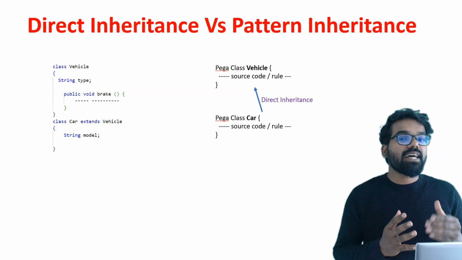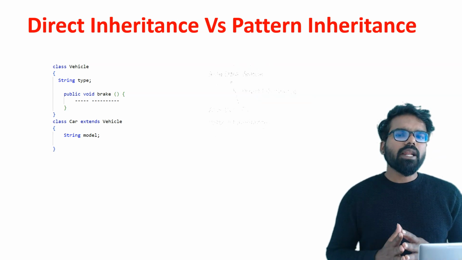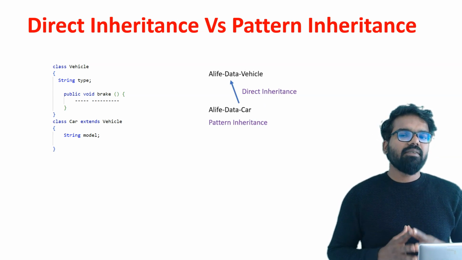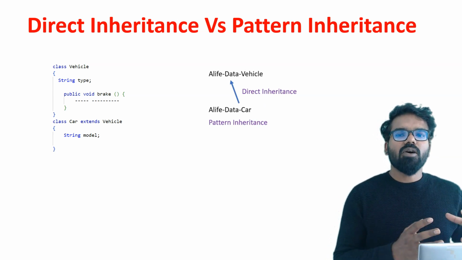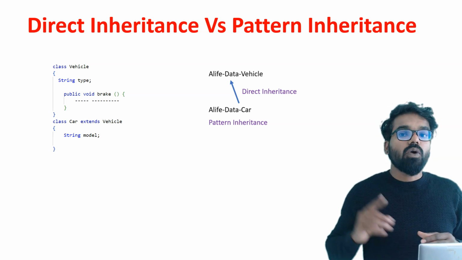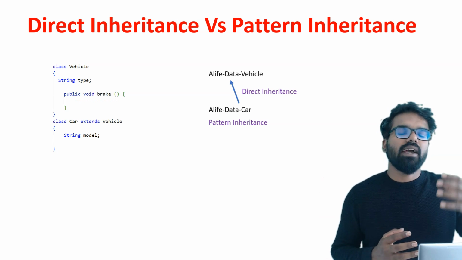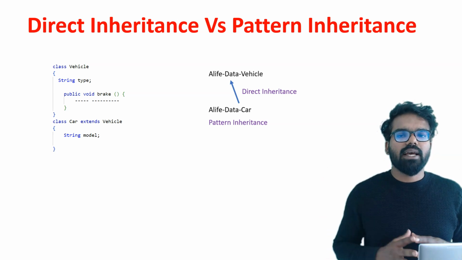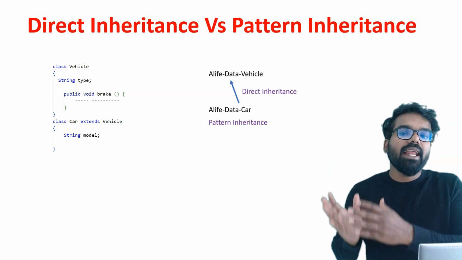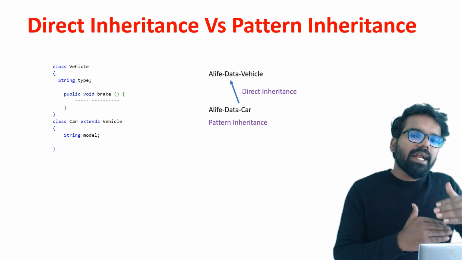But Pega also has another inheritance, we call it pattern inheritance. Do you remember the situation layer cake where Pega's class can be formed using the organizational division or the application layers? What you see on the screen is how we can define the class layer for vehicle and car. If you look at the car class, you see it extends ALIVE-Data-Car. So this is what we call pattern inheritance.